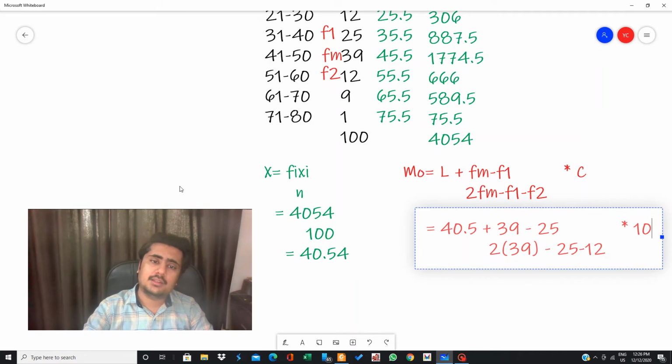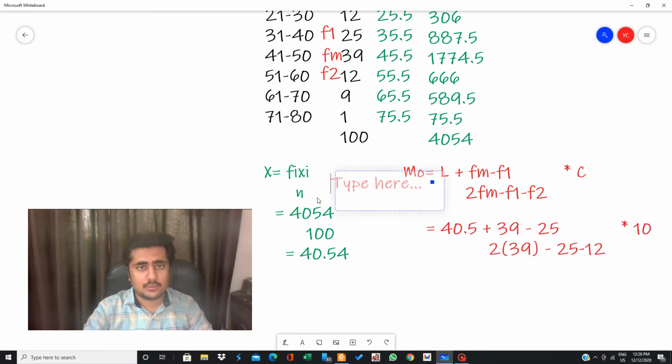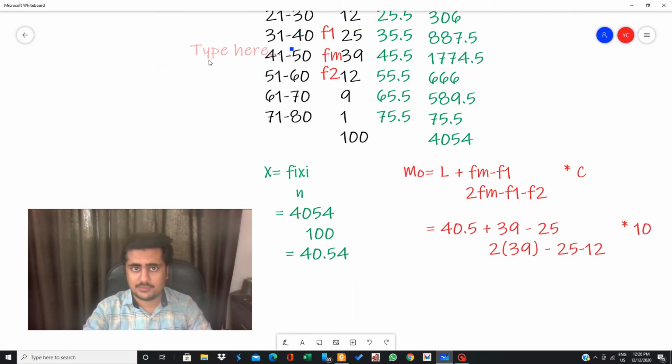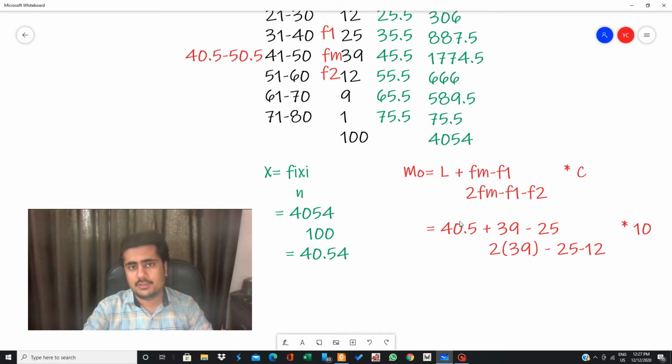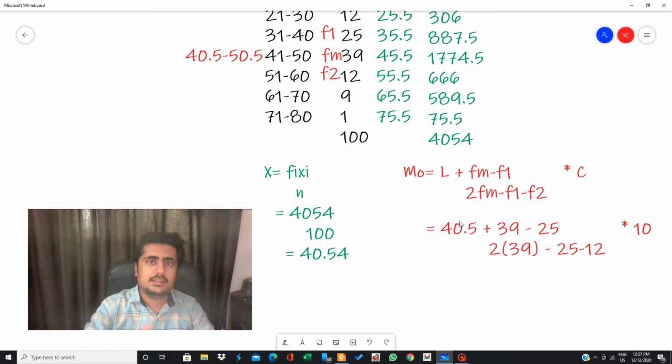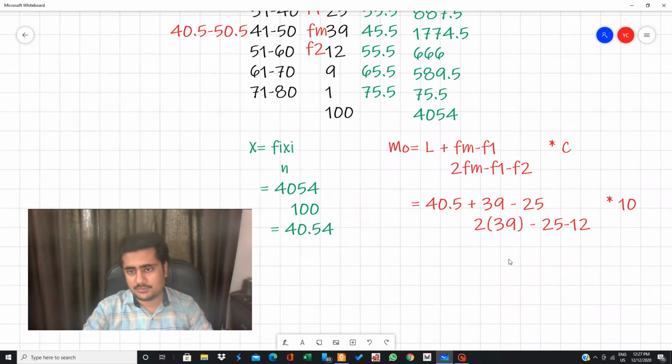How come, sir, 10? Because as I told you, when there is inclusive class length, this class will be termed as 40.5 to 50. Okay. So now you can compare the class length. It is 10. So this is 10.